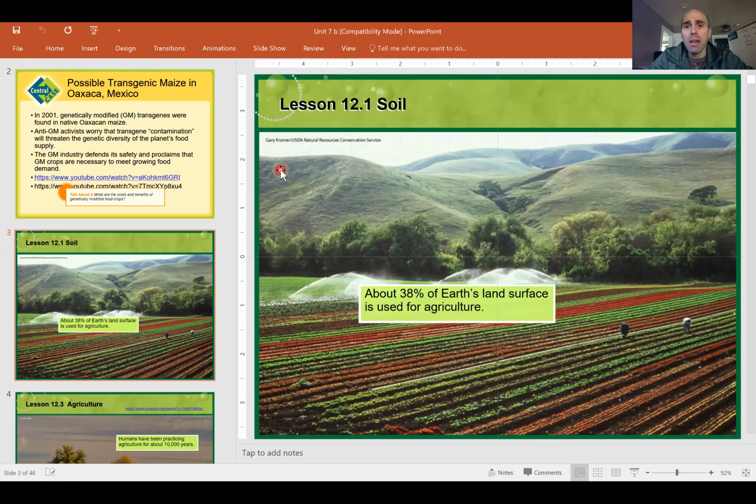So about 38% of Earth's land surface is used for agriculture. When you think about it, that's not really that much. I mean, a little less than 40%. When you think about how many fruits and vegetables we eat, and also with regard to all the animals that we need to feed with fruits and vegetables, because then we go ahead and eat those animals. So less than 40% is really not that much, okay?